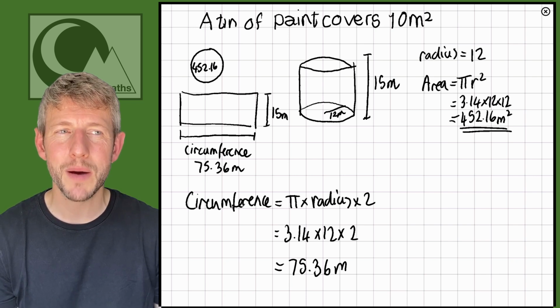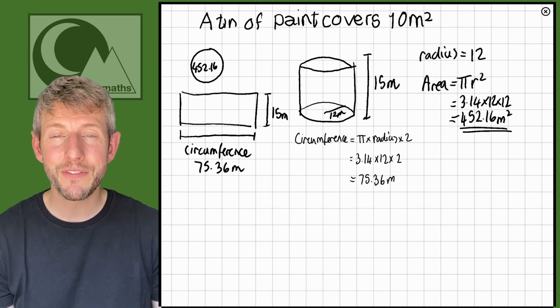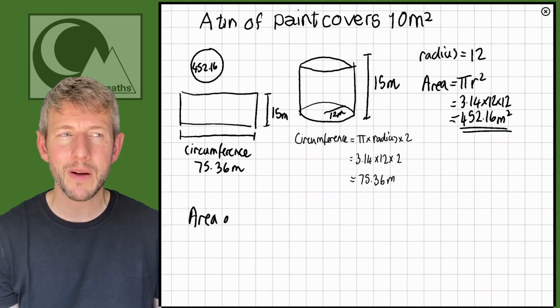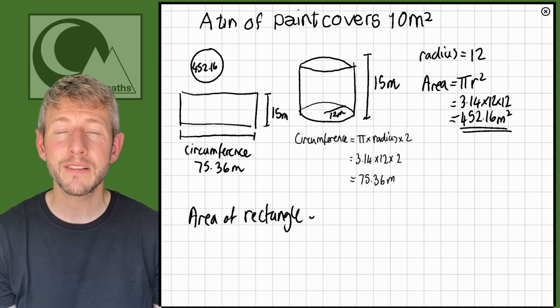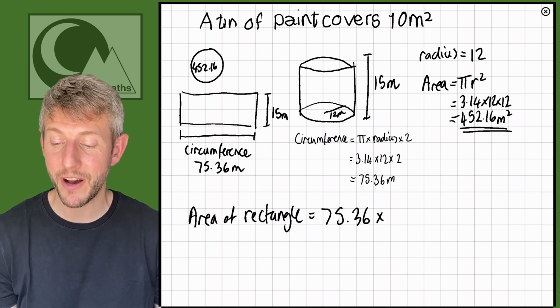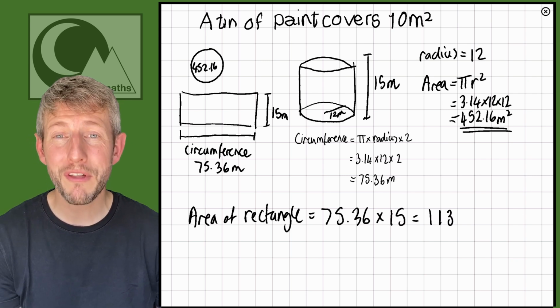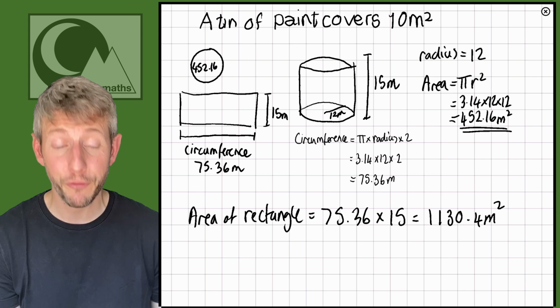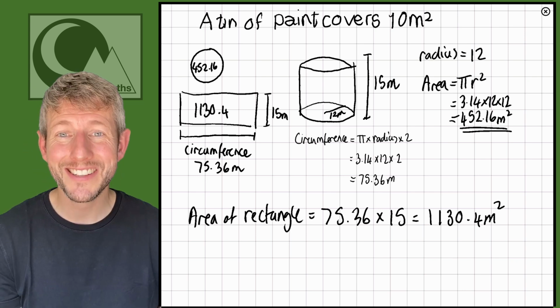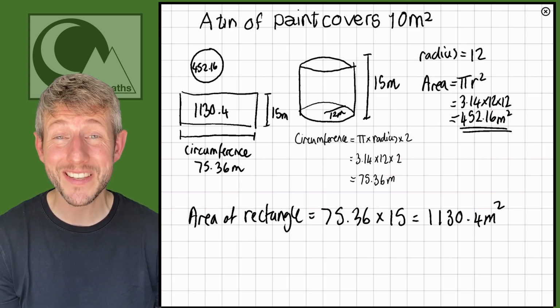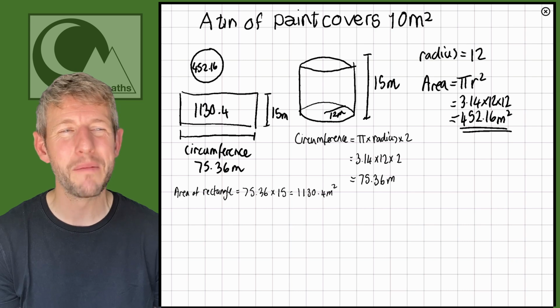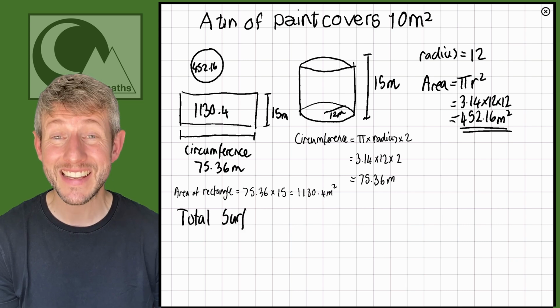So now we've got the two dimensions of our rectangle, 75.36 for the bit that wraps around, and the height of 15. So we can now do 75.36 multiplied by 15, and that equals 1,130.4 metres squared. And goodness me, this is going to be a lot of tins of paint. I think you might want to rethink the tins that he's got.